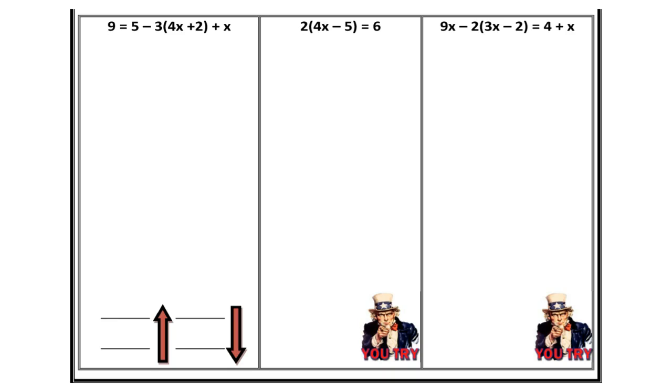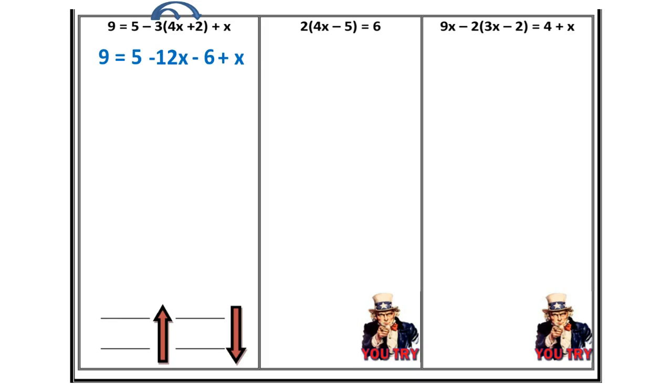Let's try a problem together. So first I'm going to distribute. I only have distribution on the right side, so I'm going to distribute negative 3. Negative 3 times 4x gives me negative 12x. Negative 3 times positive 2 gives me negative 6. I'm going to bring everything else down. Plus x, plus 5 equals 9.